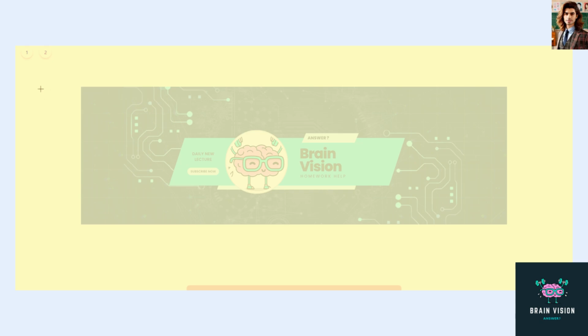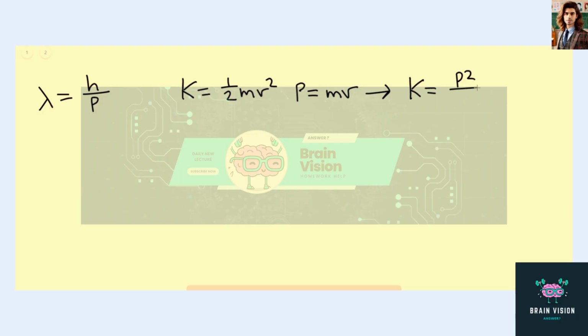So starting off with our definition of the de Broglie wavelength, h over p, we're going to replace the momentum with something involving m and K. To do that, we will look at our definitions for K and p, and we'll combine them to get K equals p squared over 2m. We can do this by solving for v, the velocity, in one of these cases, and then combining it with the other equation. We end up with this new expression for kinetic energy in terms of momentum.